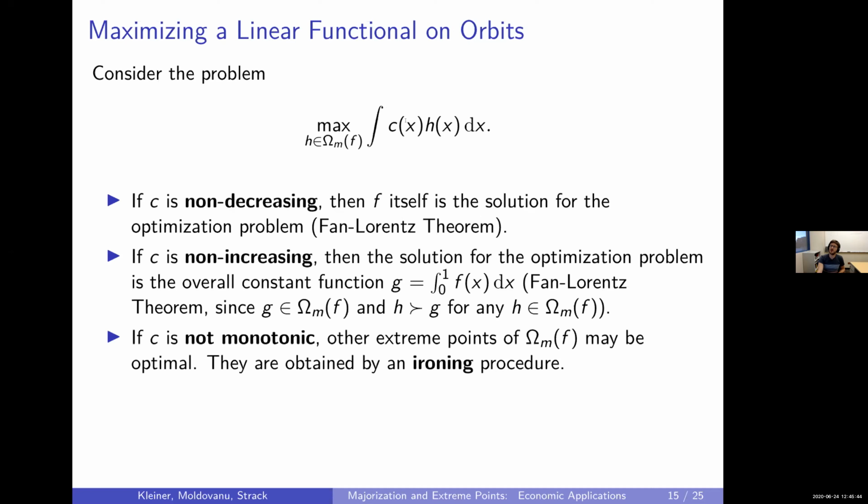On the other hand, if this function c is non-increasing, then it turns out that this is a Schur concave functional. So to maximize this objective function, you want to choose the smallest function in the majorization order. And this is the function that's just overall constant and has the same value as f on average. So the Fan-Lorentz theorem gives you simple solutions if this function c is monotone. If the function c is not monotonic, it turns out that other extreme points other than these two can be optimal.